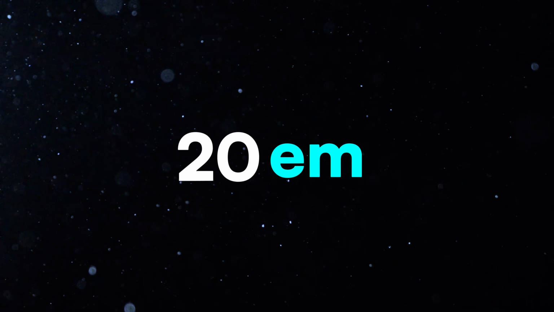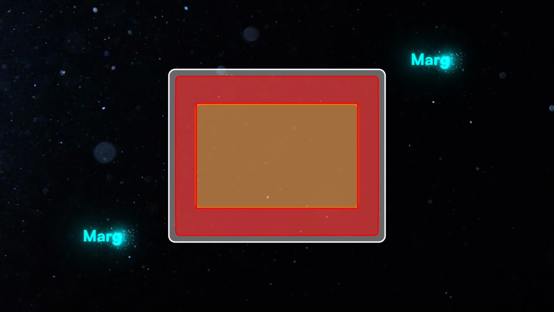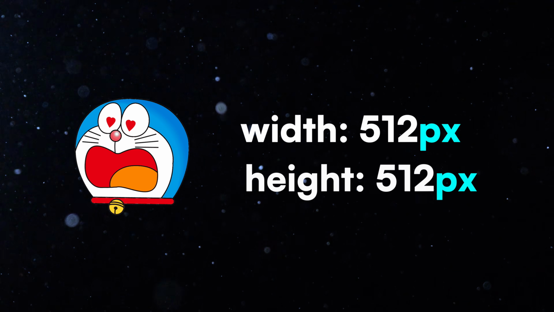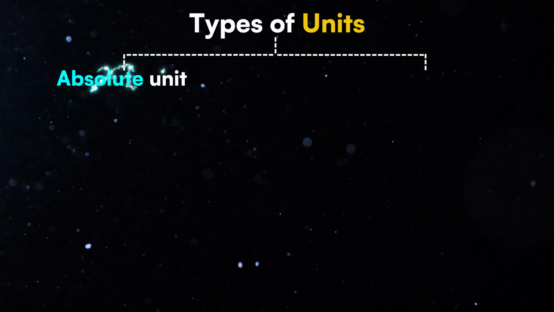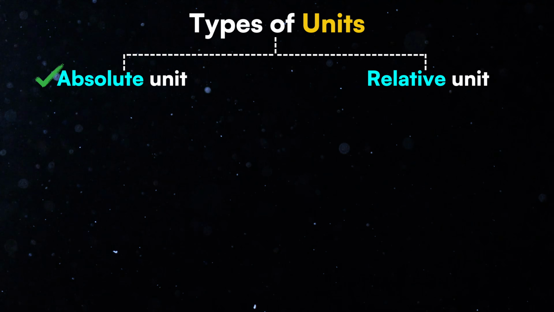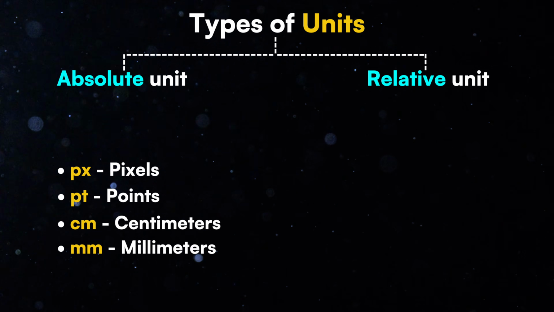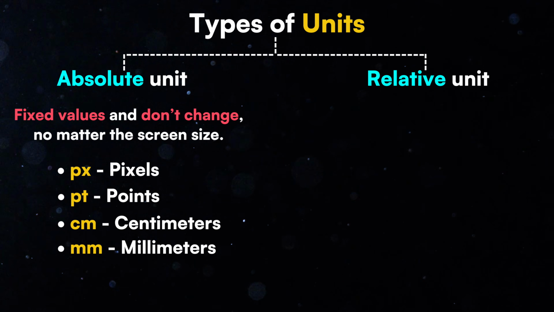CSS units are used to set sizes for things like width, height, padding, margin, and more. For example, you might use pixels to set the size of an icon. In CSS, there are two main types of units: absolute and relative. Absolute units, like px, pt, cm, and mm, have fixed values and don't change, no matter the screen size.